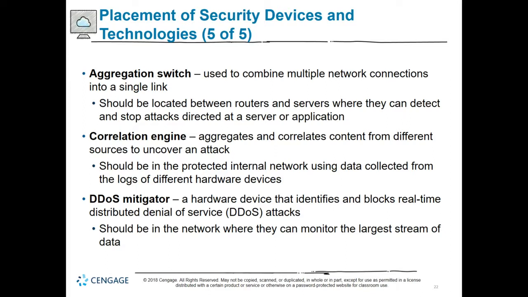Correlation engine. It aggregates and correlates content from different sources to uncover attacks. This is something that should be placed in the protected internal network. It uses data collected from the logs of different hardware devices.